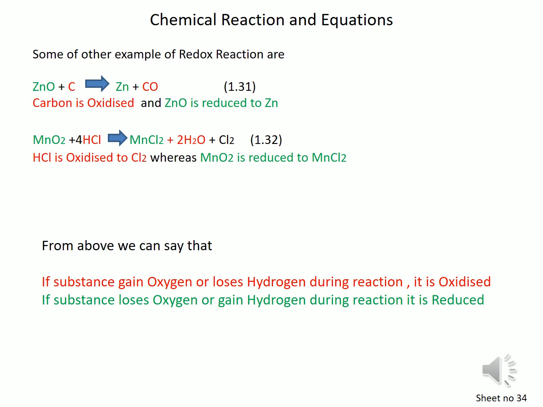So in other words, if a substance gains oxygen or loses hydrogen during a reaction, it is oxidized. When a substance loses oxygen or gains hydrogen during a reaction, it is said to be reduced. Easy to remember. I don't think there is any difficulty here.